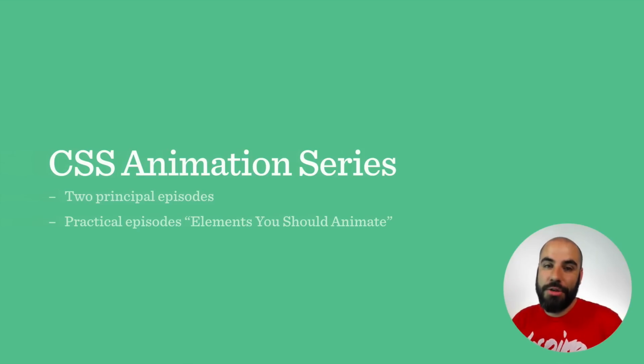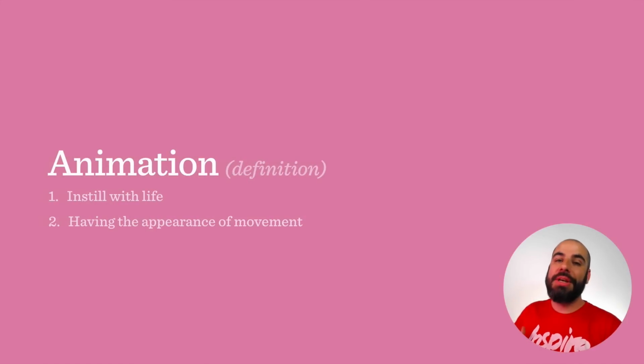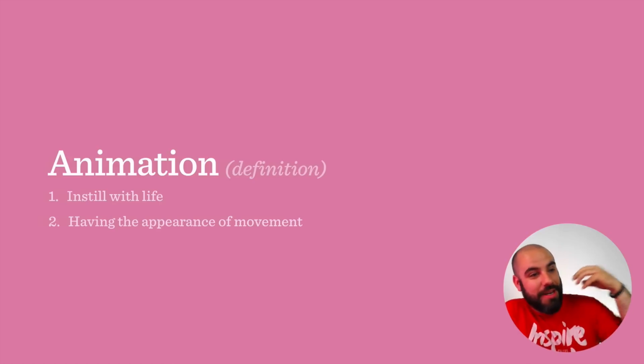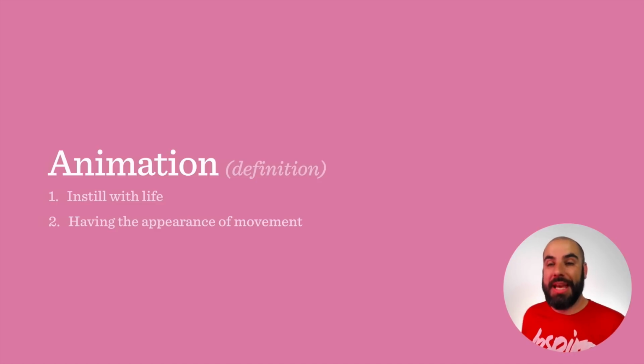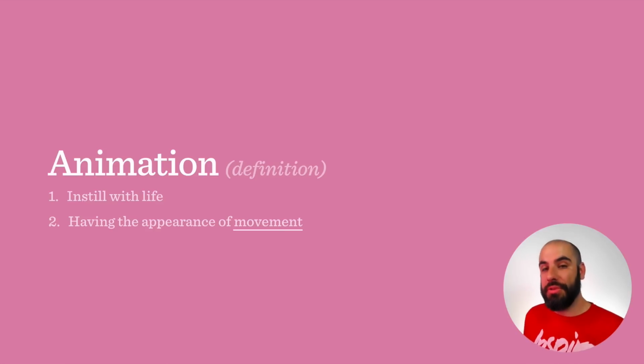But this is the first of the two principled episodes. Before we go into the how of CSS animation, I want to go into the what: what am I talking about when I say CSS animation or animation on the web? So animation breaks down into two ideas. The first idea is to give something life, like Dr. Frankenstein has this monster and gives it life, he animates it. The second one is what we really want to be looking at today: to give something the appearance of having movement. And the key here is really movement.